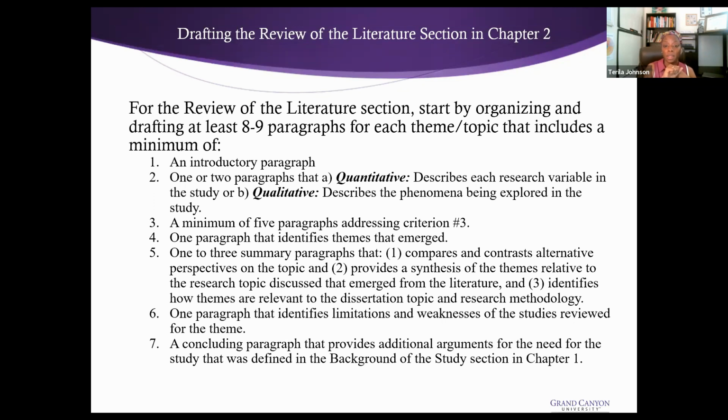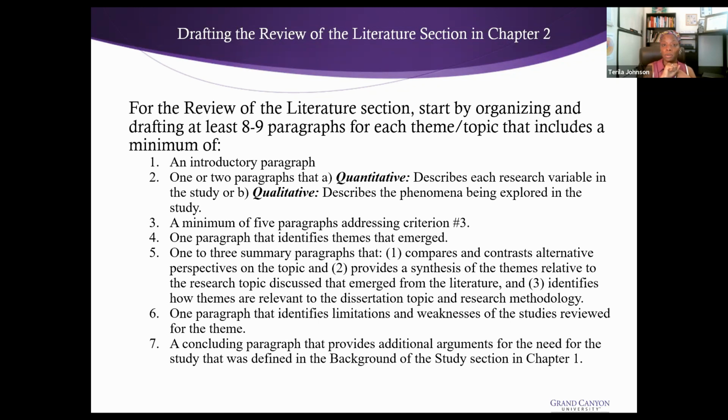Now, if you're quantitative, you're going to describe each research variable in the study. This is all in the template in the rubric criteria. So if you're wondering where it is, just go print the template out and you'll see it there. And then if you're qualitative, you're going to describe the phenomena being explored in the study. 1 or 2 paragraphs there. Okay, I'm going to dig a little bit more in just a little bit.